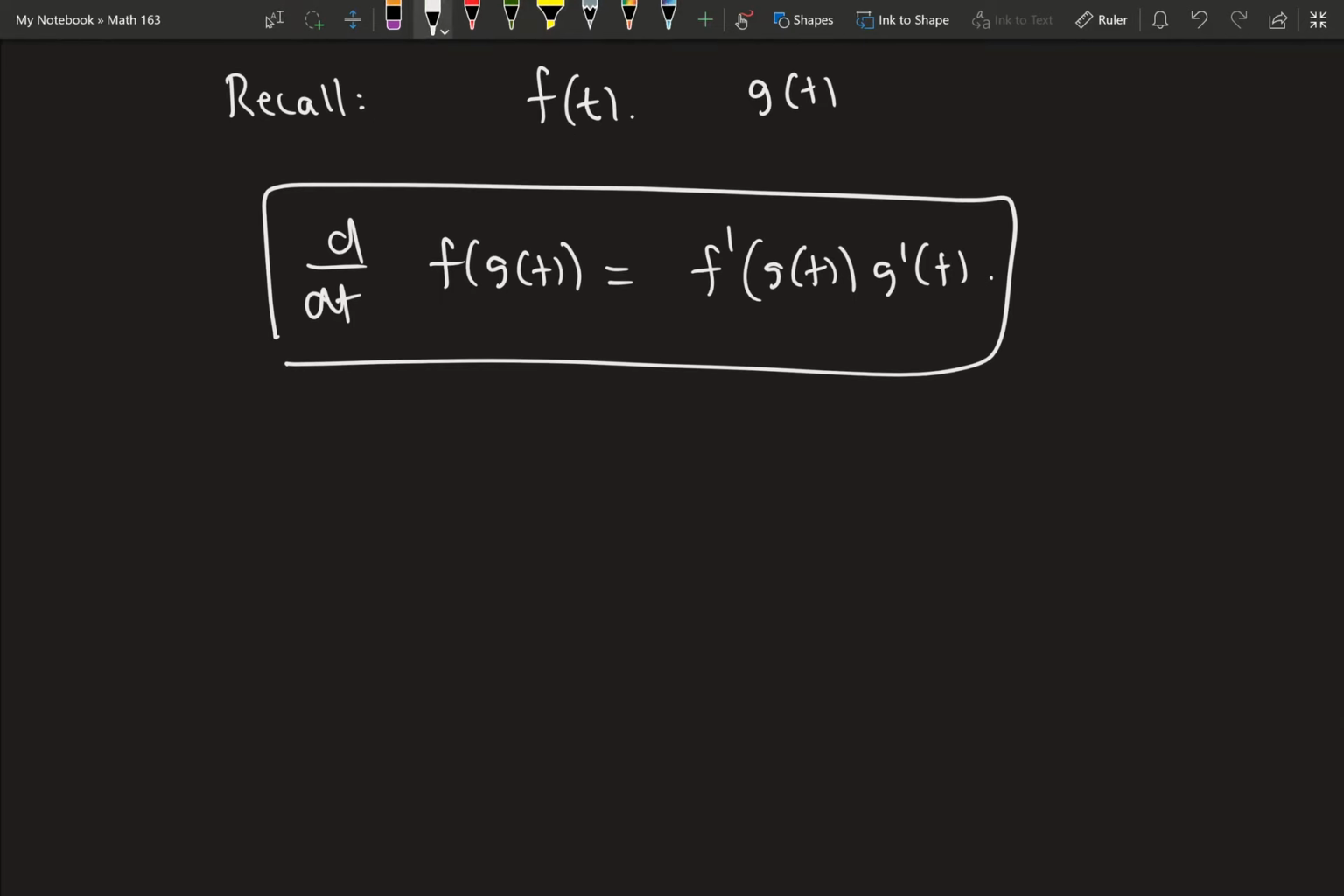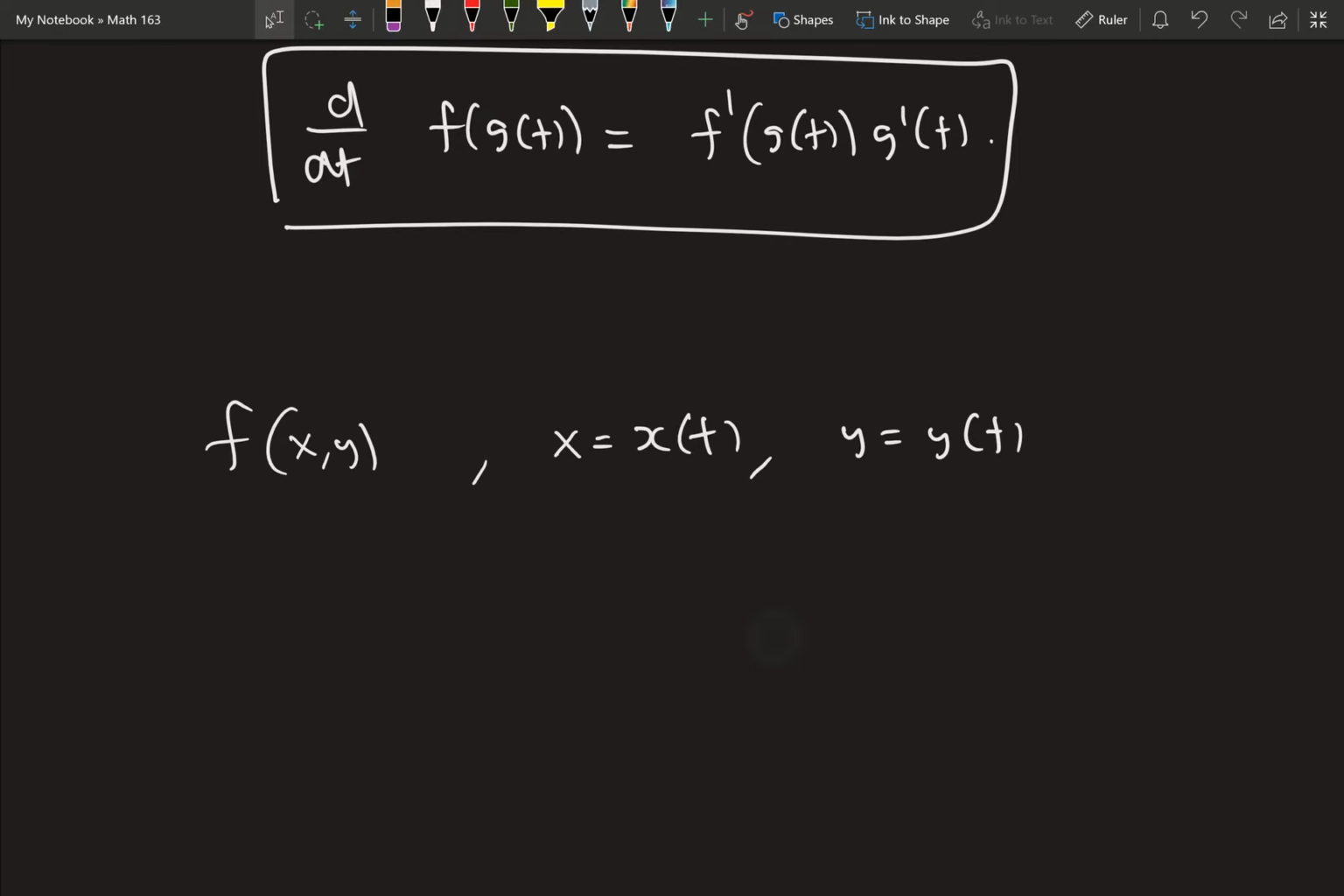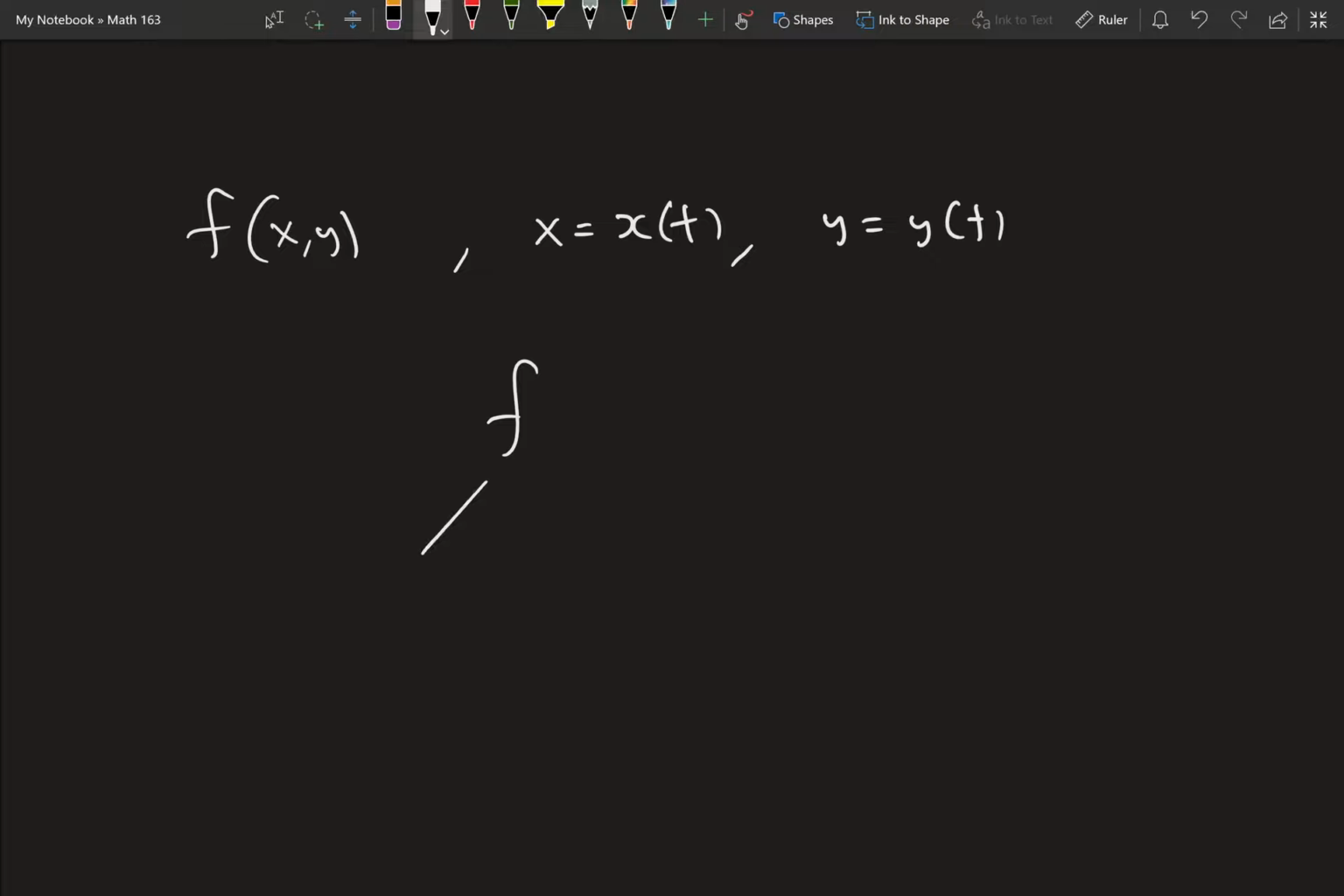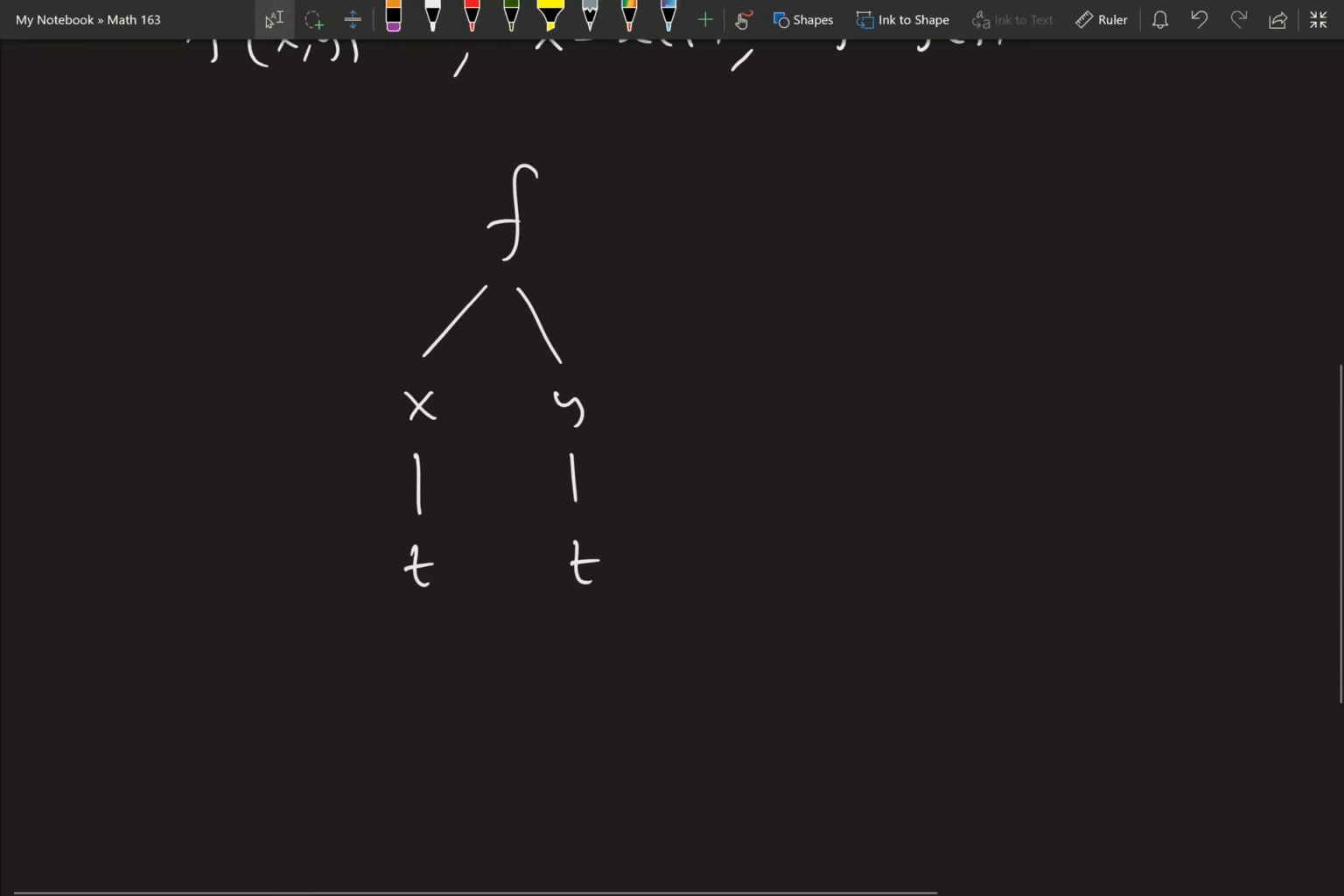In two variables, this is going to be the situation where we have a function f of x and y, and x is going to be a function of t. Let's call it x is some x of t, and y is a function of t. So we have a diagram that looks something like this. F depends on x and y, and x depends on t, and y depends on t. And what we want is to take d by dt of f of x of t comma y of t.